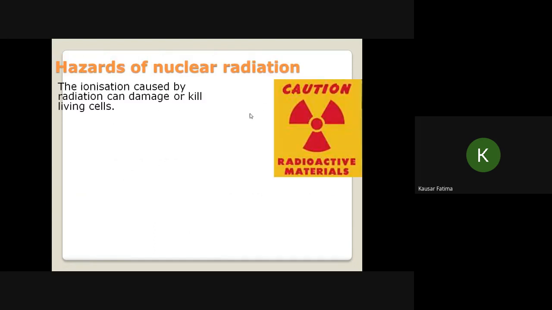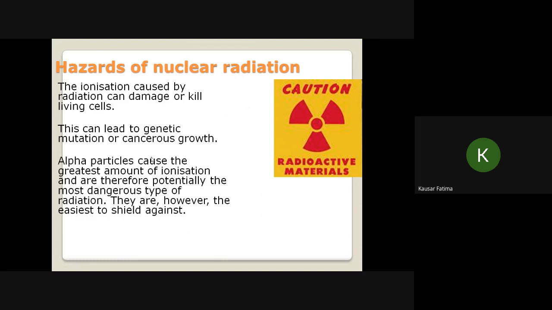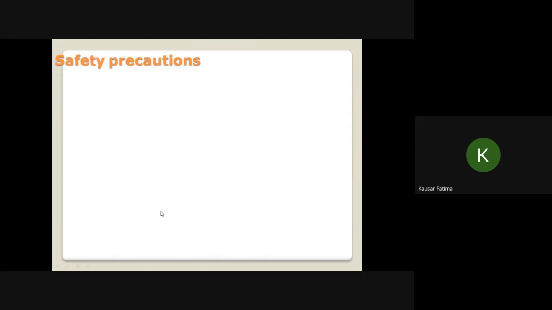Hazards of nuclear radiations. The ionization caused by radiations can damage or kill living cells. They can cause genetic mutation, etc. Alpha particles cause the greatest amount of ionization and are therefore potentially the most dangerous type of radiation. But we can shield against them easily because they can be stopped simply by paper.